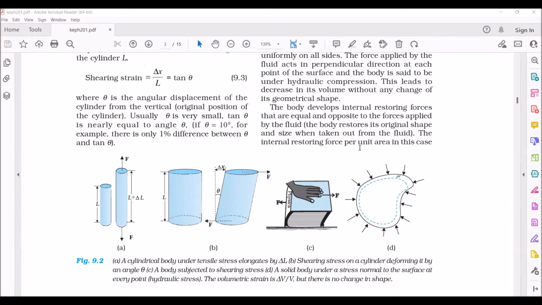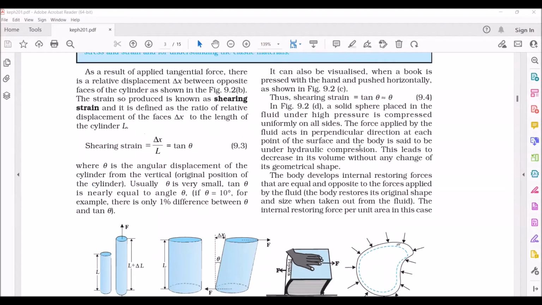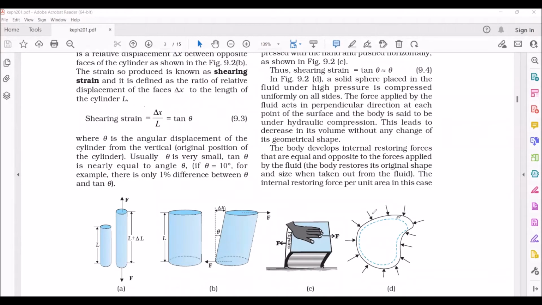Now we will discuss another stress. Take this example, example C. In this case also we are applying the force with the hand. We are pressing here. The stress which is acting, the restoring force per unit area which is acting against this, is called the same shearing stress. This we know, by seeing this picture we are able to understand.